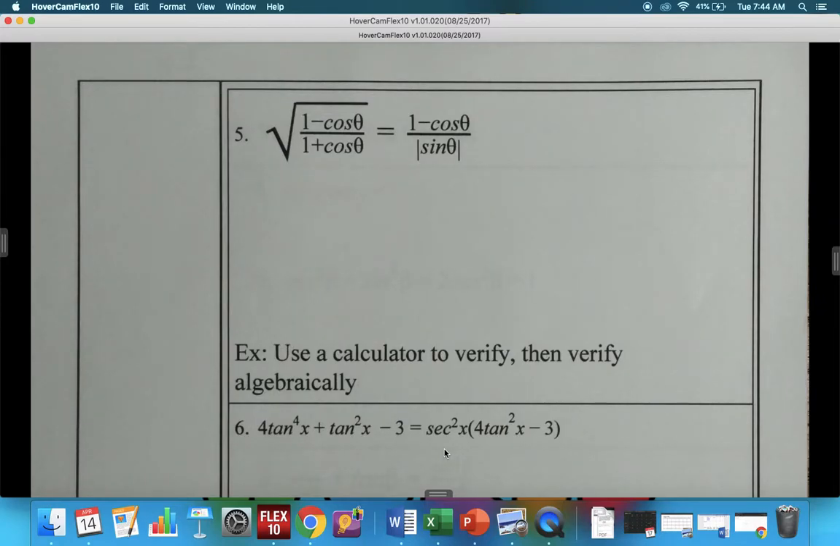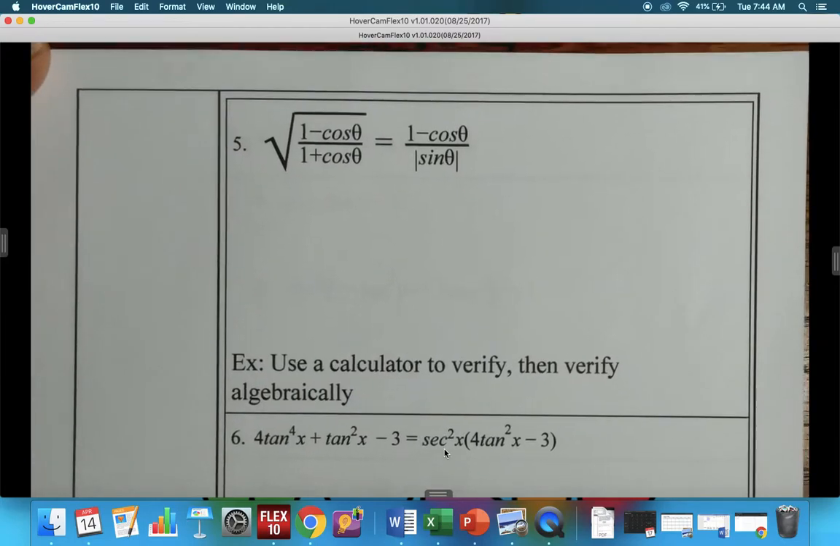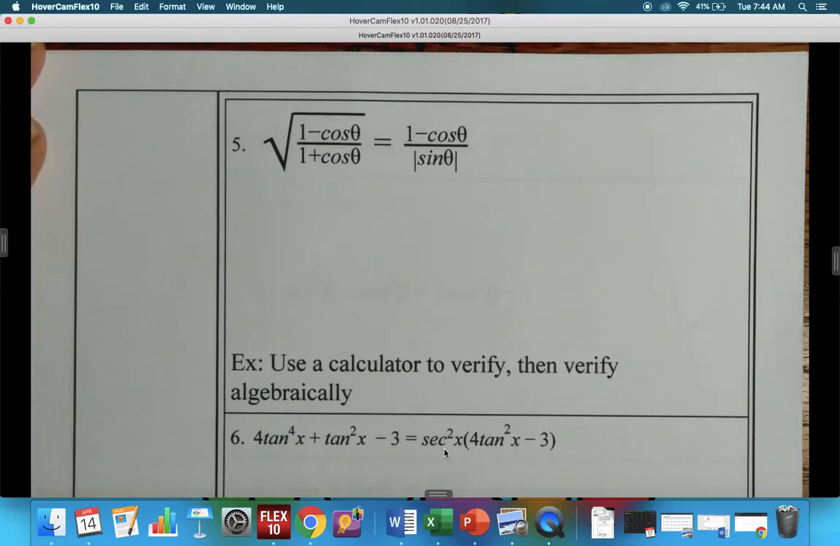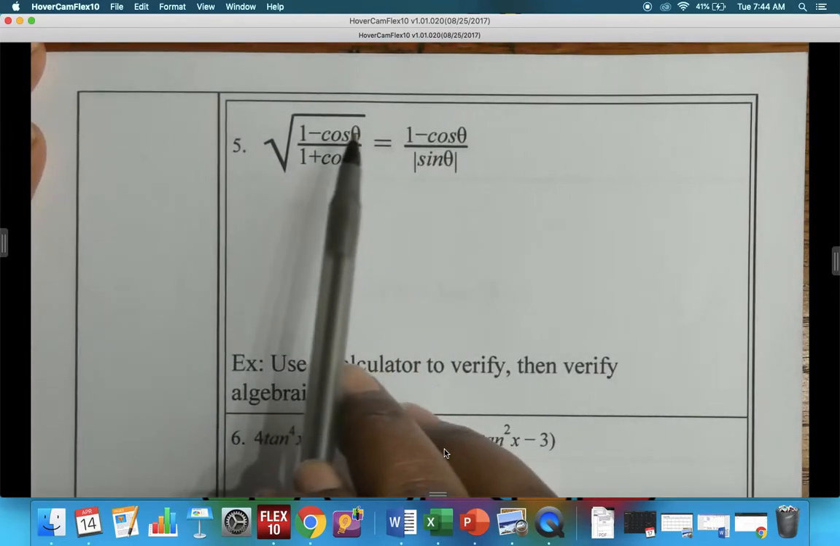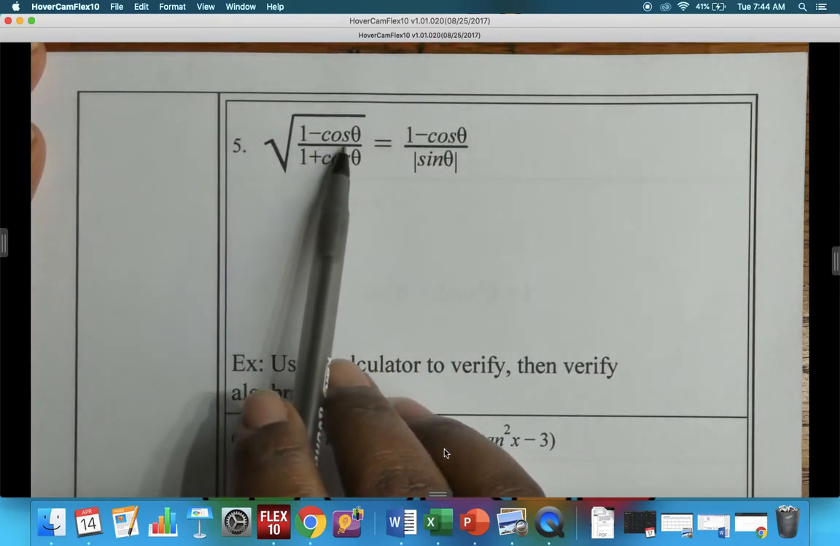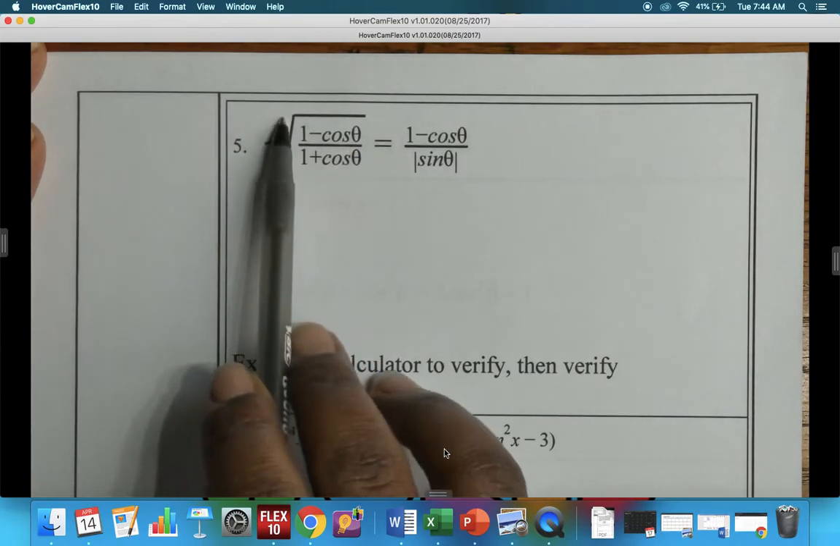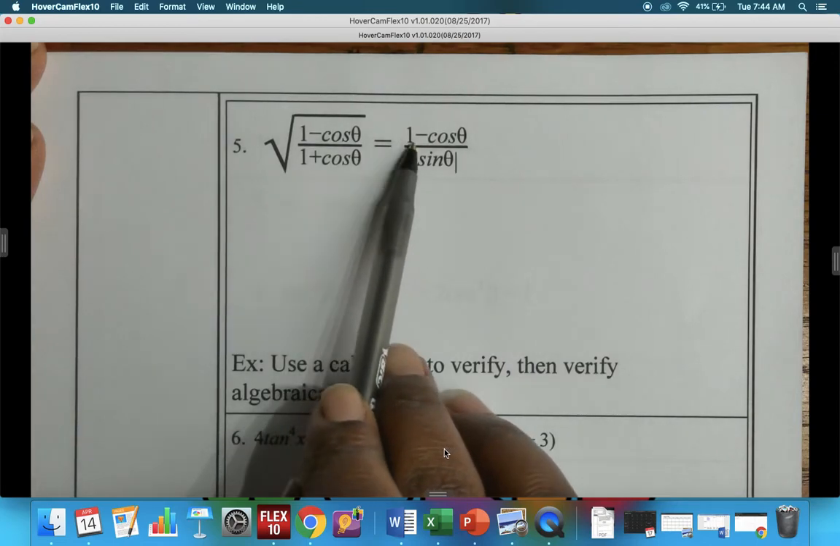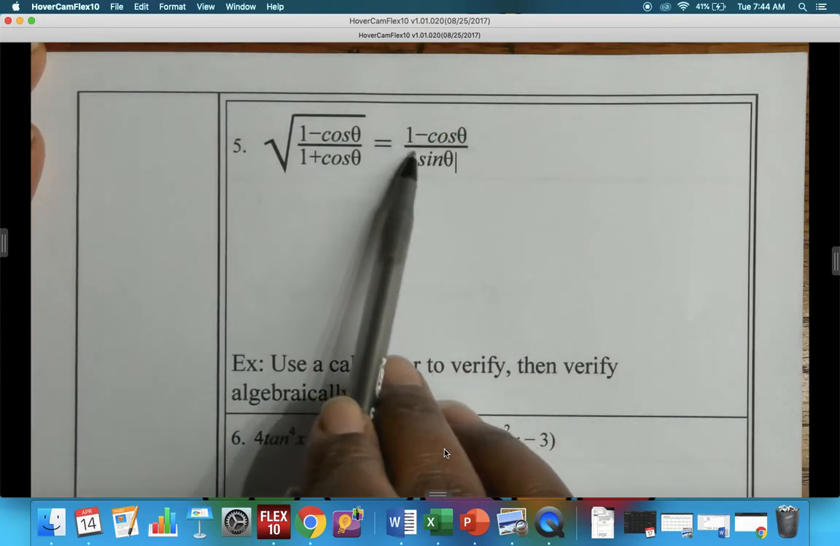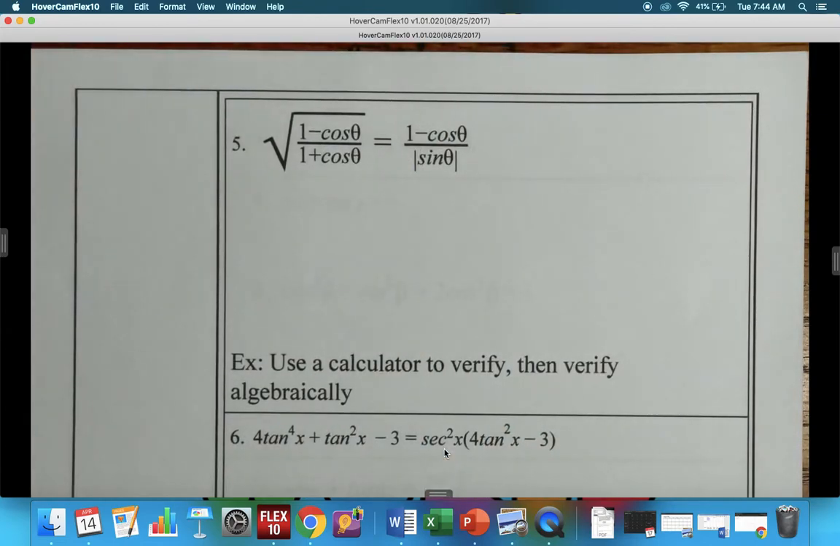Okay, so for the second part of section 5.2, we're going to look at a few more trig identities, but a little more complex. So this first one, we're still verifying that the left side equals the right side. And so the first one says the square root of (1 minus cos theta over 1 plus cos theta) is equal to (1 minus cos theta) over the absolute value of sine theta. Now we'll talk about where that absolute value comes in at the end.